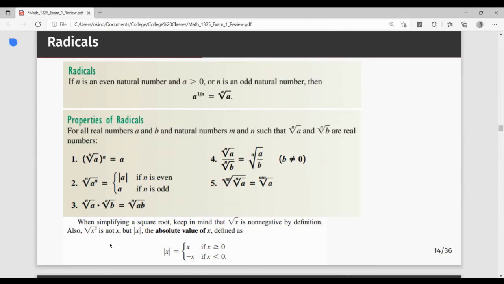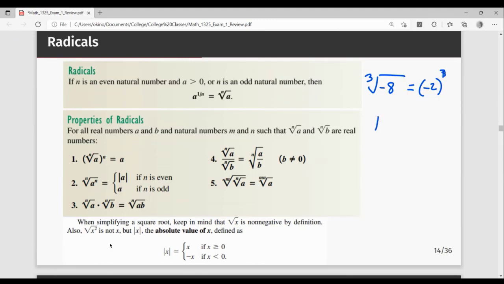And why is it important if n is an even number? Well, it's important because you really can't have a negative number underneath, right? So if I had like negative 8 to the cube root, what I'm asking here is what is a value that if I cube it, I'll get negative 8. And if you do just a little thinking, if you have negative 2 to the third power, so negative 2 times negative 2 times negative 2, you'll get negative 8, right?